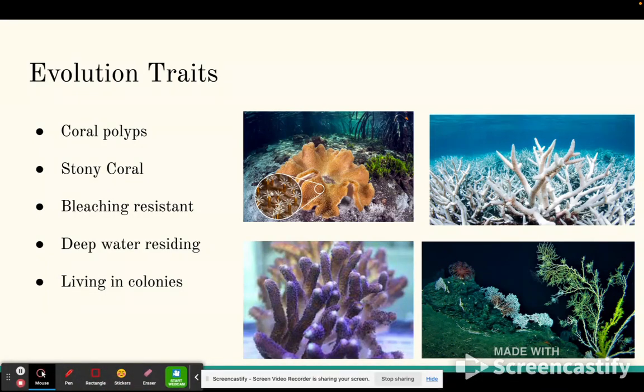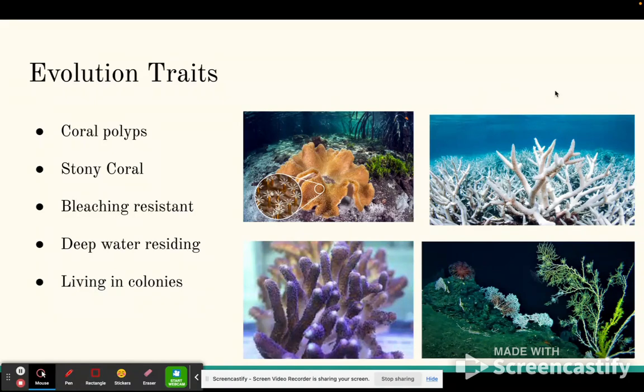And then stony coral, or also hard coral, is a protection method for coral, and this prevents predators from eating the coral. And then the bleaching resistant trait. A lot of this prevents coral from bleaching, and this is a big deal because a lot of coral are dying from bleaching. And this is what bleaching coral looks like on the top right photo.